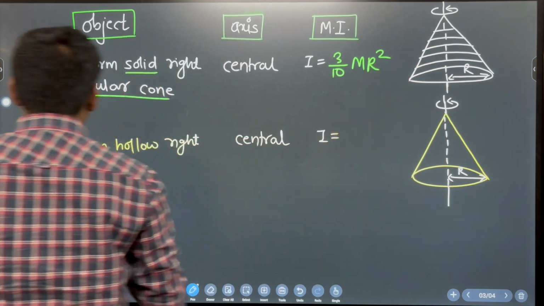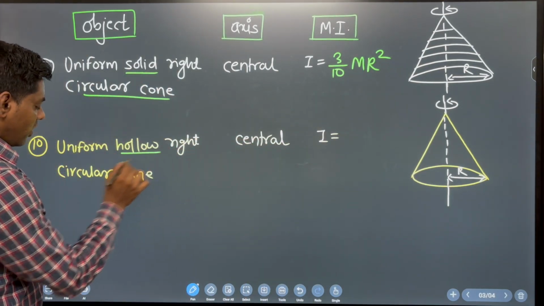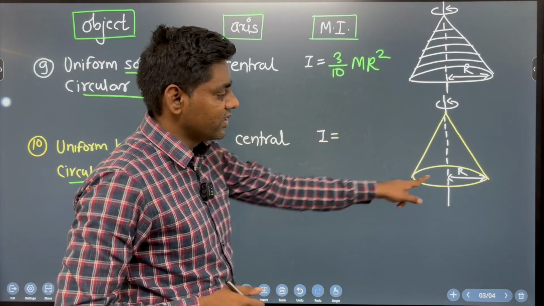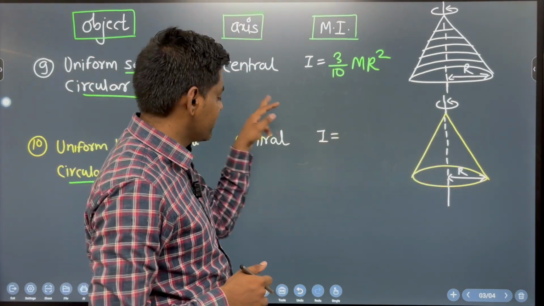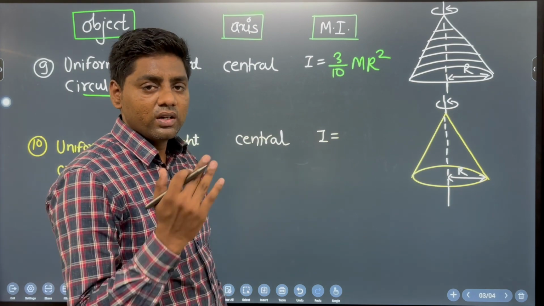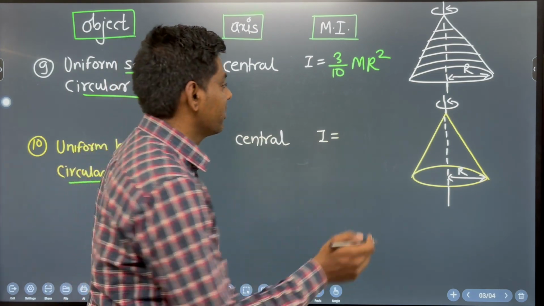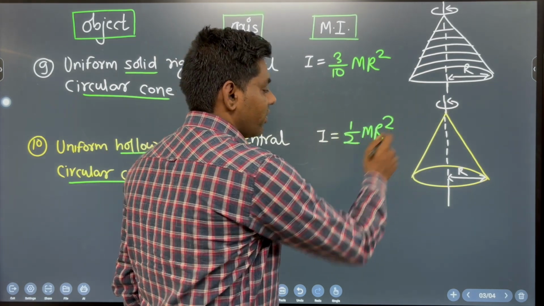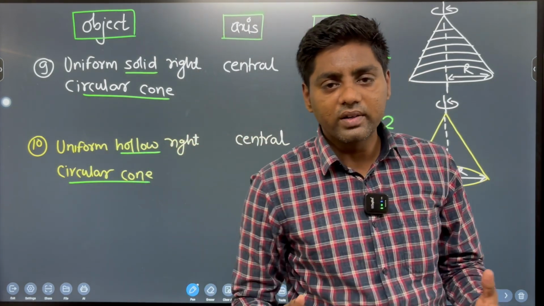Next, the uniform hollow circular cone. Now the axis is passing through its center. This is the diagram of the hollow circular cone. The axis is passing through the center, about which the cone is rotating. So remember the formula, half mr square. So in such a way we complete all 10 formulas.